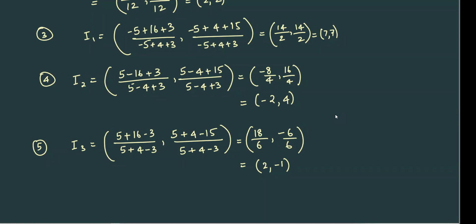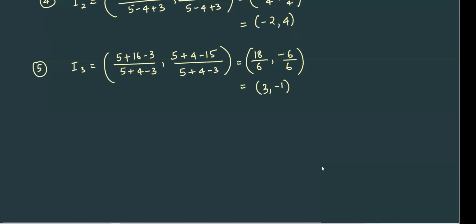Next. Sir, 6 3s are 18. Oh, sorry, 6 3s are 18. So none of this is correct. So it is 3 comma minus 1. So none of these is the correct answer.